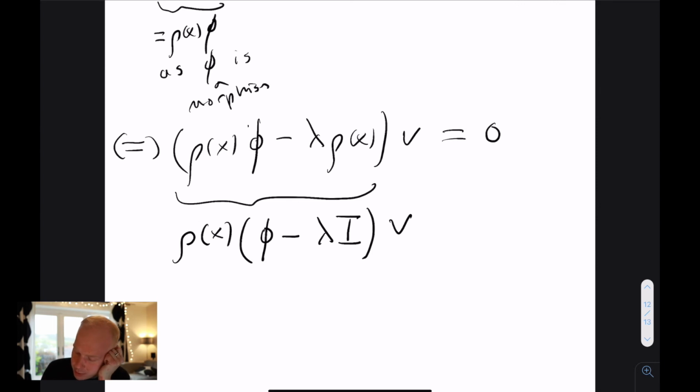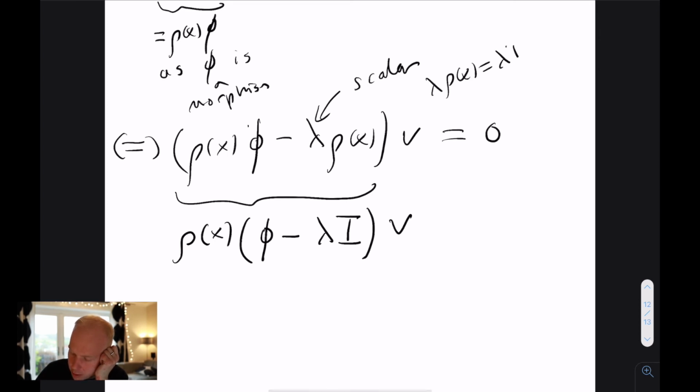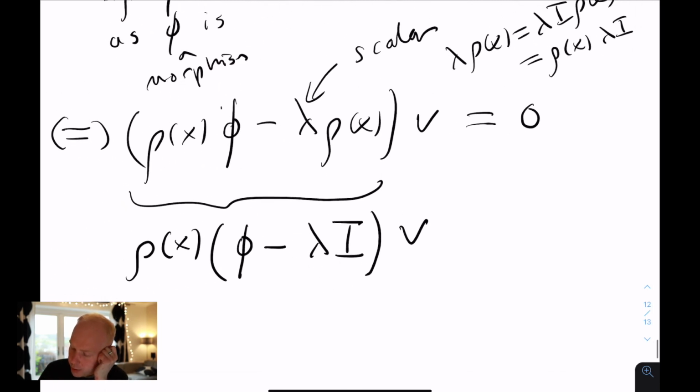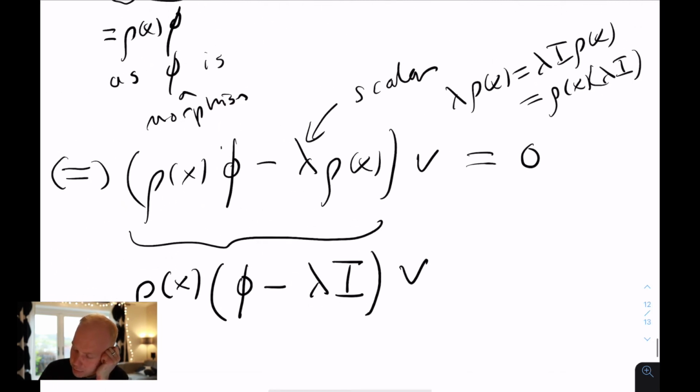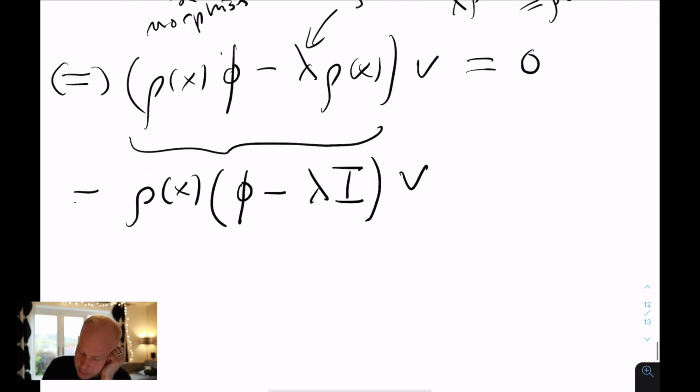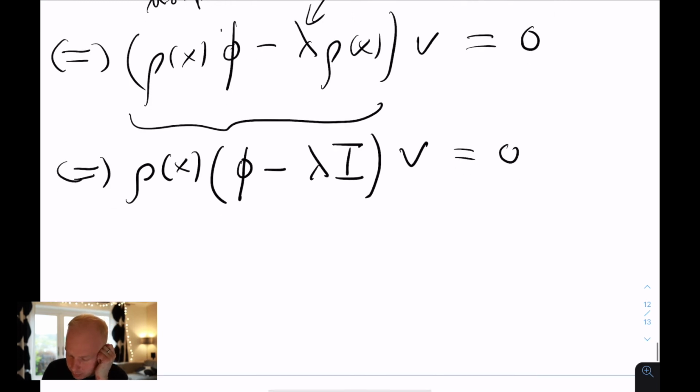Because lambda is a scalar, we can take this as a multiplication of the identity matrix. So lambda rho of X is equal to lambda I rho of X. You can also think about this as rho of X times lambda I, if you multiply it from the right, because it's an identity matrix. So that's why we have this property, and this is equivalent to this being 0.